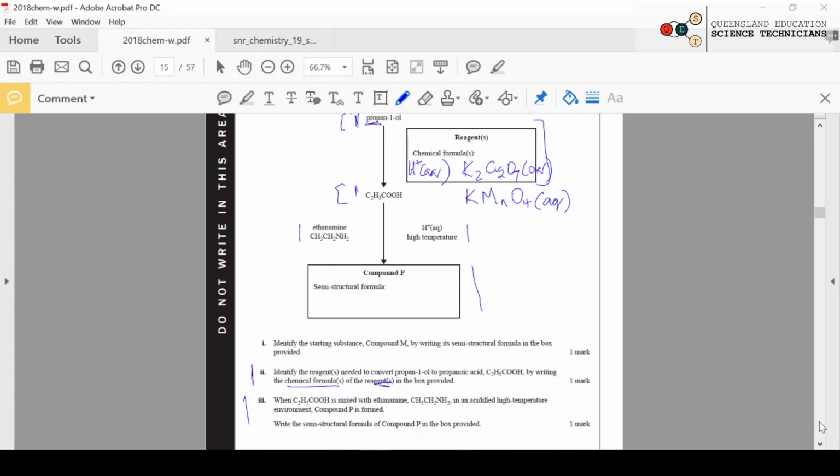The last question: when the carboxylic acid is mixed with ethanamine in an acidified high temperature environment, compound P is formed. Write the semi-structural formula of compound P in the box provided. So again, the condensed structural formula of compound P. When I have a carboxylic acid, in this case CH3, CH2, COOH, and an amine, in this case ethanamine, the OH from the carboxylic acid and one of the H's from the amine combine to make H2O, and the two parts combine to form an amide.